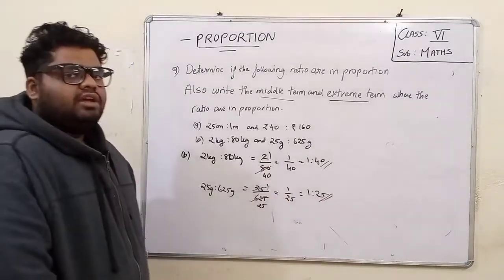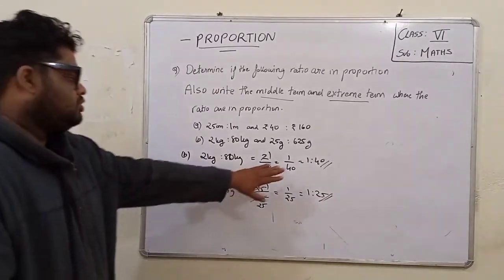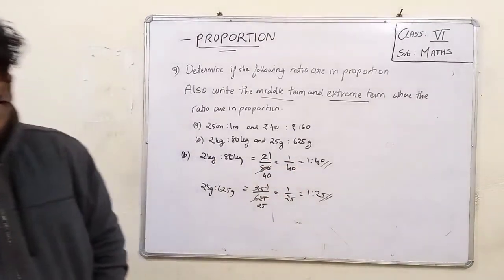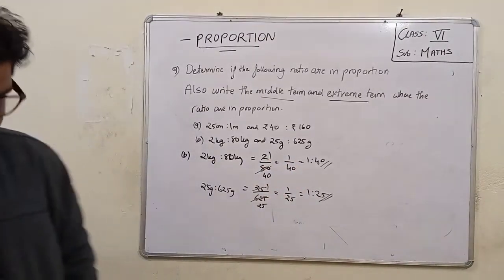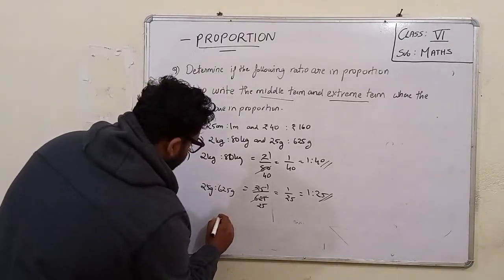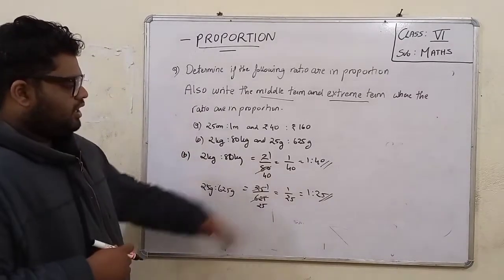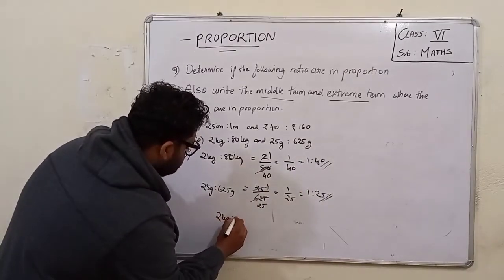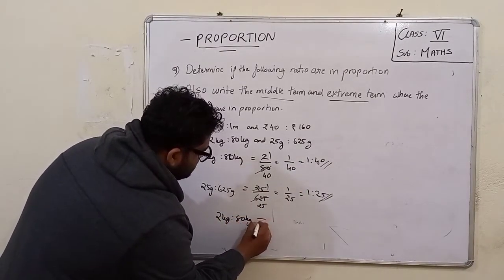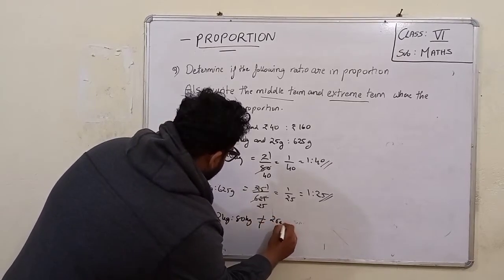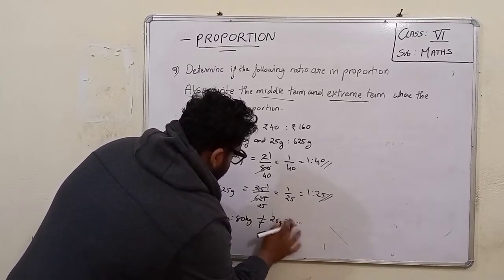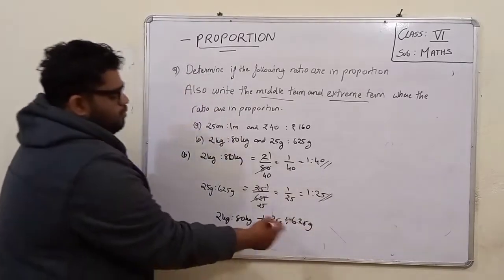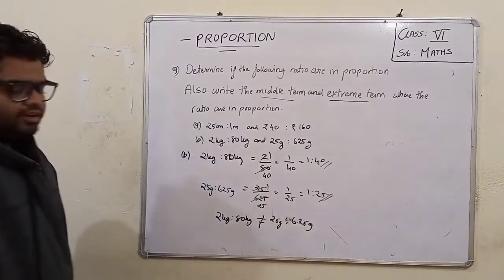So we don't have to find the middle terms and extreme terms. So the answer is only this much. You can also write it this way, right? We can write they are not equal. So we can write 2 kg is to 80 kg is not equal to 25 gram is to 625 gram. Okay, they are not in proportion because their ratios are entirely different.